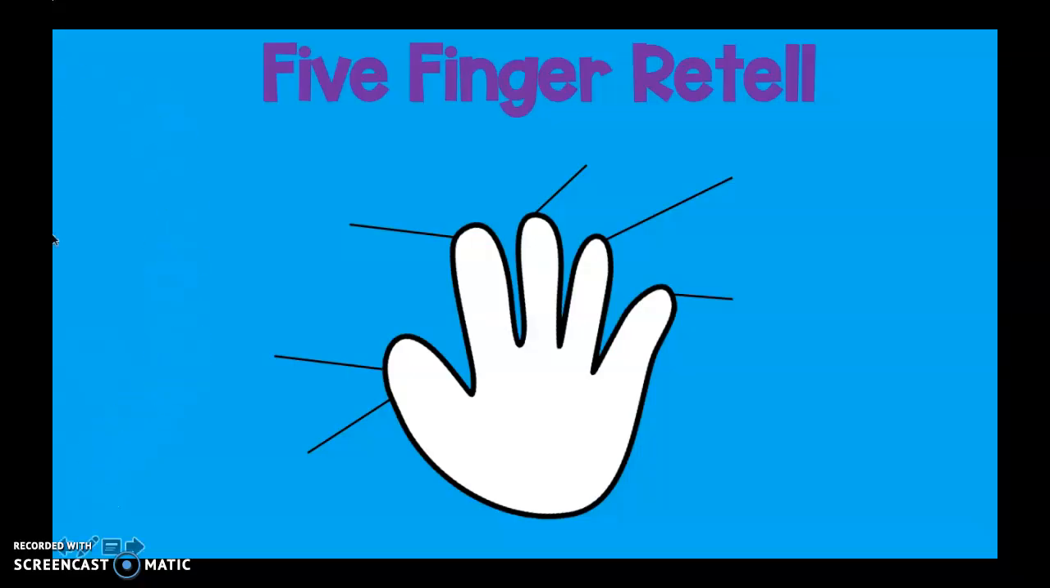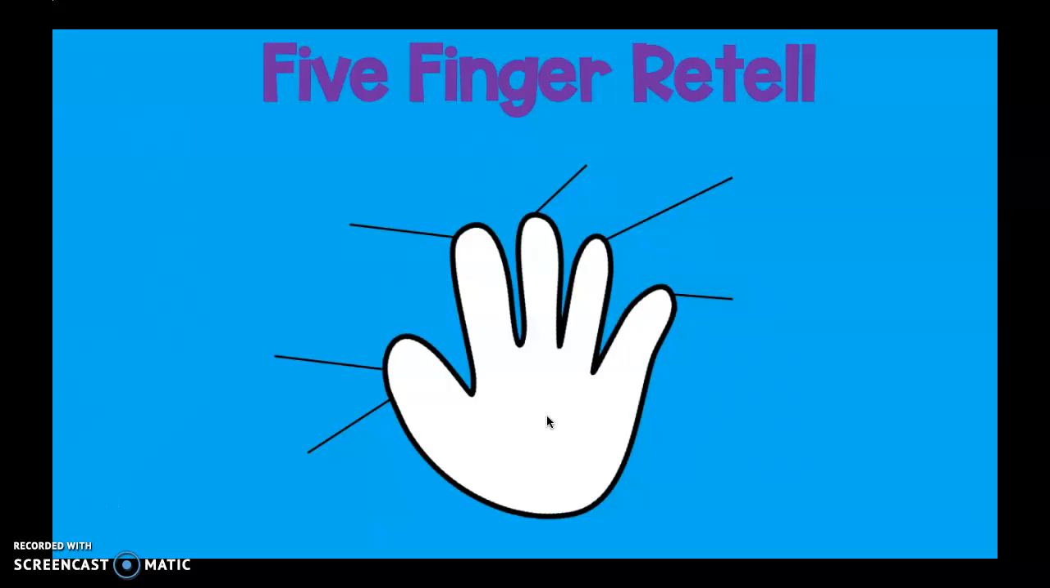Now, as you can see on my screen, I have a picture of a hand. And obviously, on the hand, we have five fingers. So when we retell a story, we're going to put up one finger for each part of the story. And so we're going to practice today with a very popular story that everyone should know and remember, and it's called Goldilocks and the Three Bears.